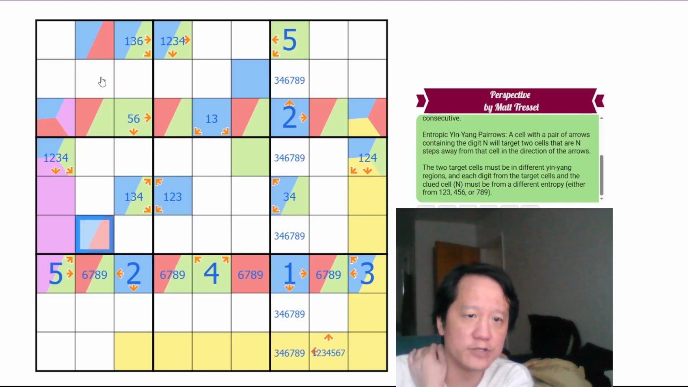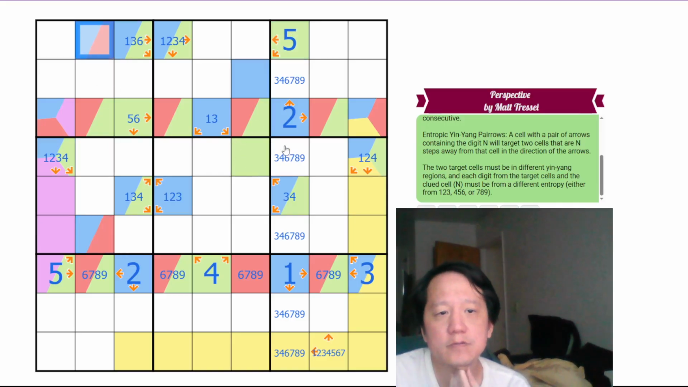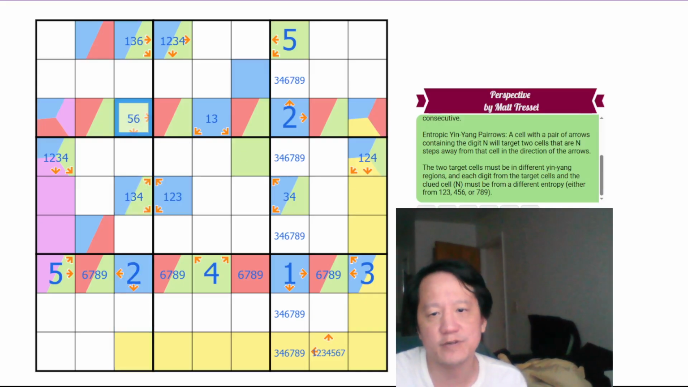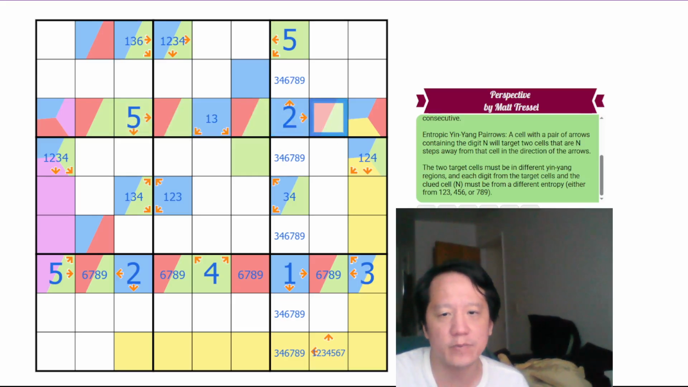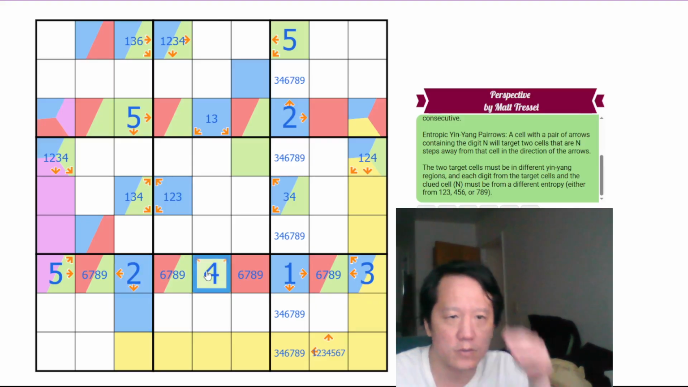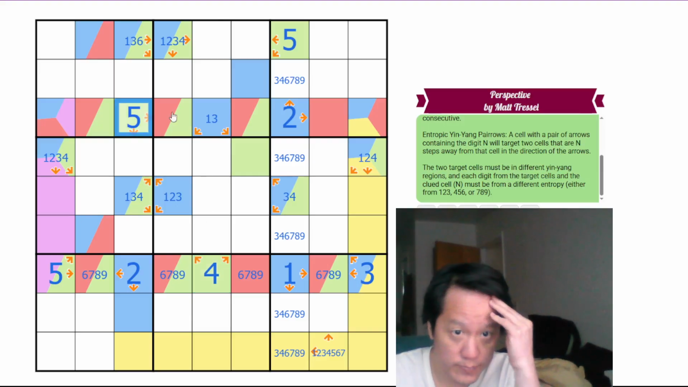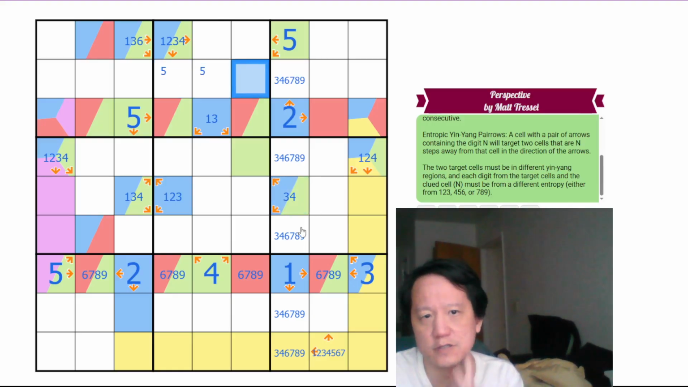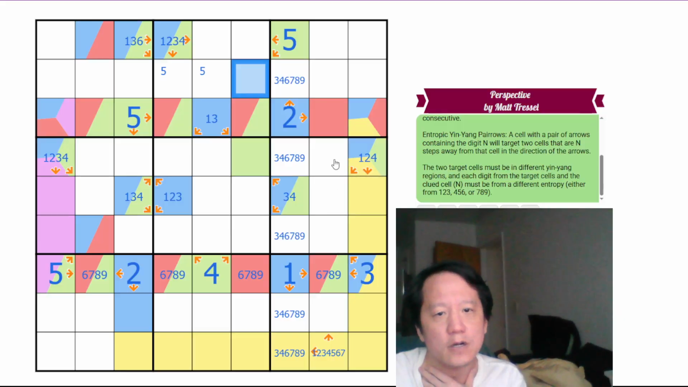Okay, 5 away is blue and red. 6 away does not work anymore here because these are the same region. So this must be 5 away. And this cannot be medium, therefore this is high. This can't be medium or high, it has to be low. Okay. This can't be 5, so 5 has to be one of those two because this is low. This can't be 1 or 3.